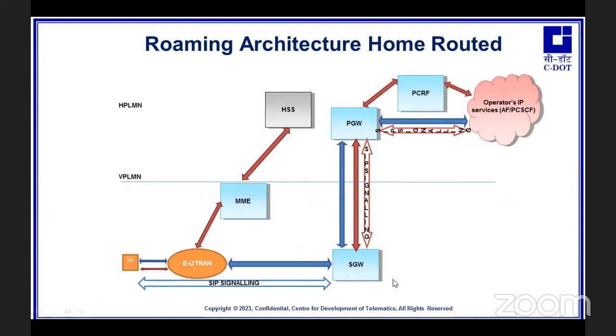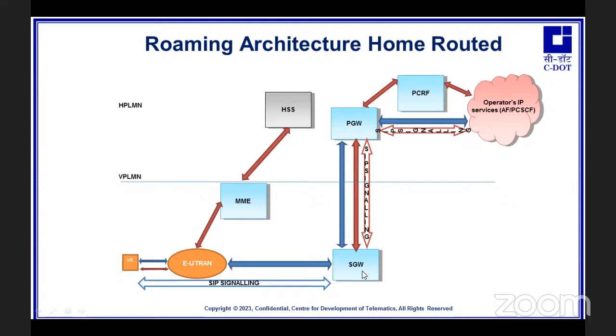MME will tell the S gateway. I already told you this eNodeB is basically physically connected to the MME and the S gateway. So for this UE, this MME is the visited MME and this S gateway is also the visited S gateway. But in case of home routed, the MME tells the S gateway to create a session for this particular UE with this P gateway, right?